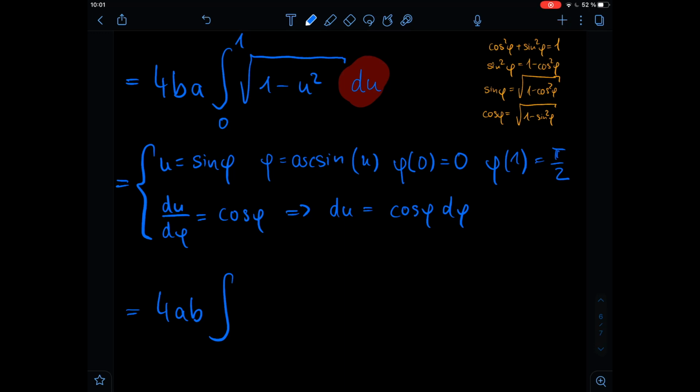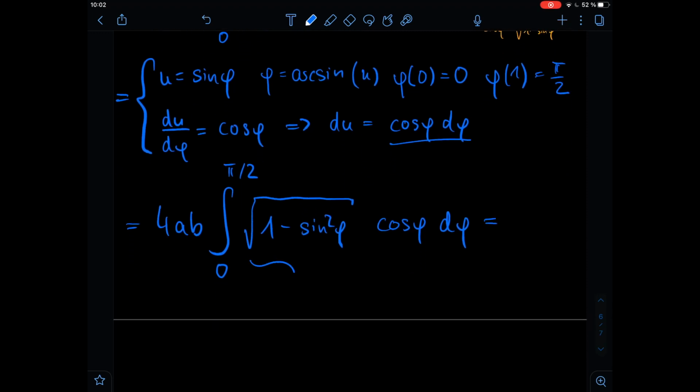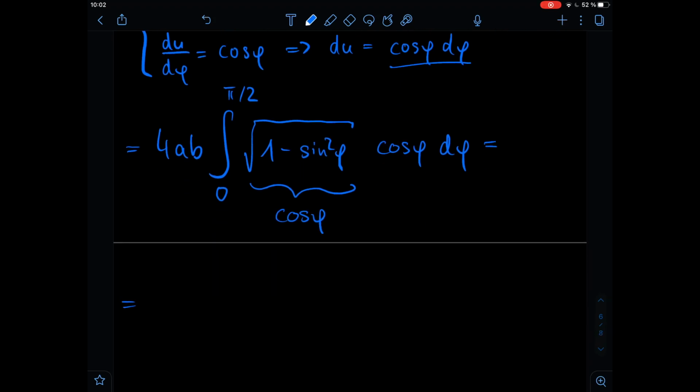Alright, so the limits. We need the limits of the integral. So the limit 0 stayed, but the limit 1 turned into pi over 2. So we have this integral here, and then we have the square root, and we plug in the sine. So we have 1 minus sine squared of phi, and then here we have cosine of phi d phi for this infinitesimal element here. Alright, so the square root of 1 minus sine squared of phi is cosine of phi, so we have 2 cosines in the integral, so the integral in the end is 4ab times the integral from 0 to pi over 2 of cosine squared of phi d phi.